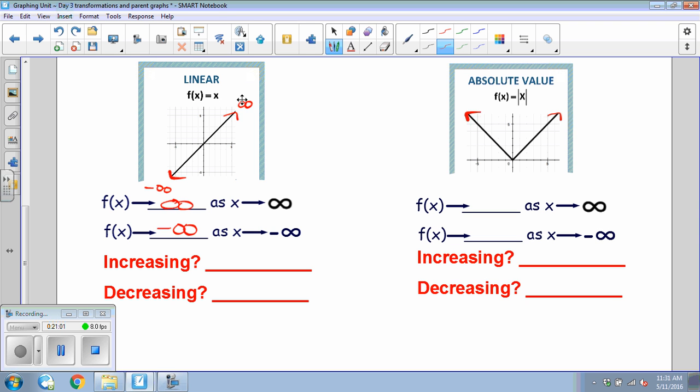For what values of x is that function increasing? It's increasing the entire way. From negative infinity all the way to positive infinity. Remember, increasing and decreasing, you just go from left to right. So it's increasing from negative infinity to positive infinity. Can't say 0 to positive infinity because it's also increasing on this side too. It's increasing the whole way. Is it ever decreasing? No.